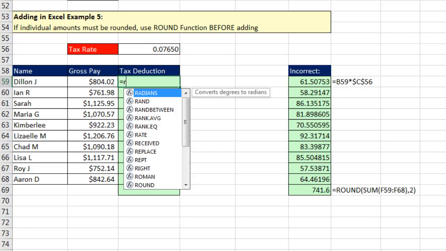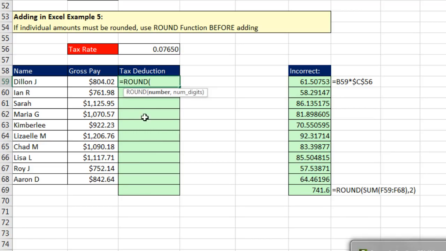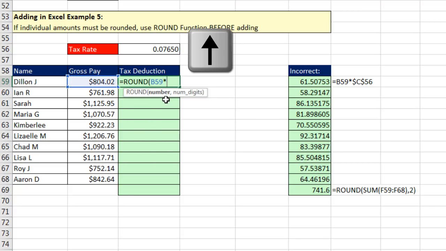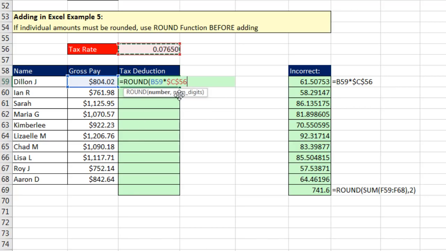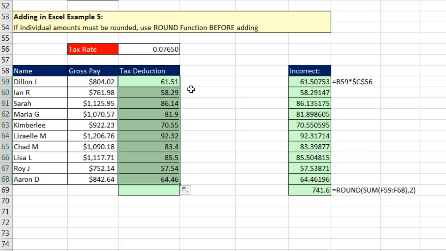So equals, and we use the round function. Right in the number argument, we can create our formula. Left arrow times up arrow, F4 to lock it. So as I copy down, that cell reference doesn't move. Comma. Number of digits, we're counting on our fingers from the decimal. 1, 2. That's the penny position. So I simply type a 2. Control Enter. I copy it down. Notice I have properly rounded all the numbers.